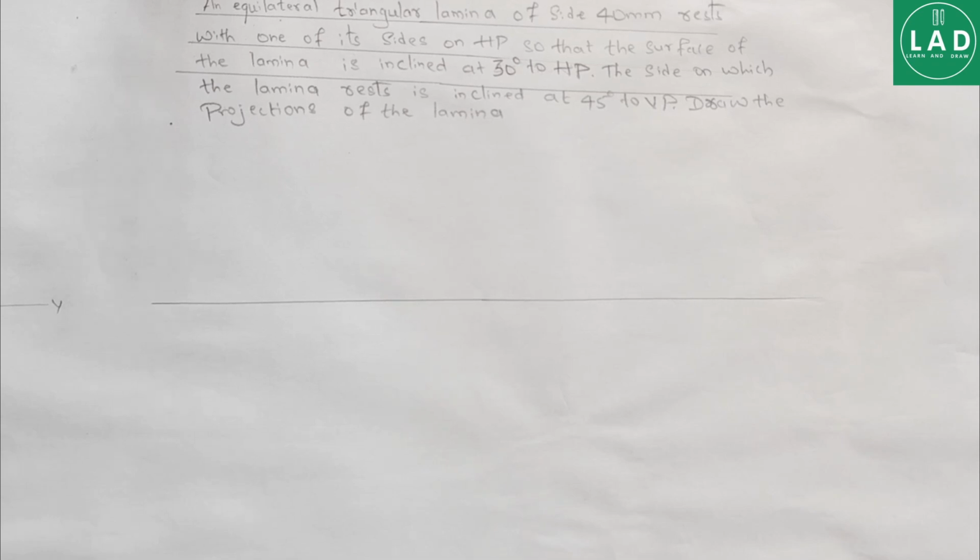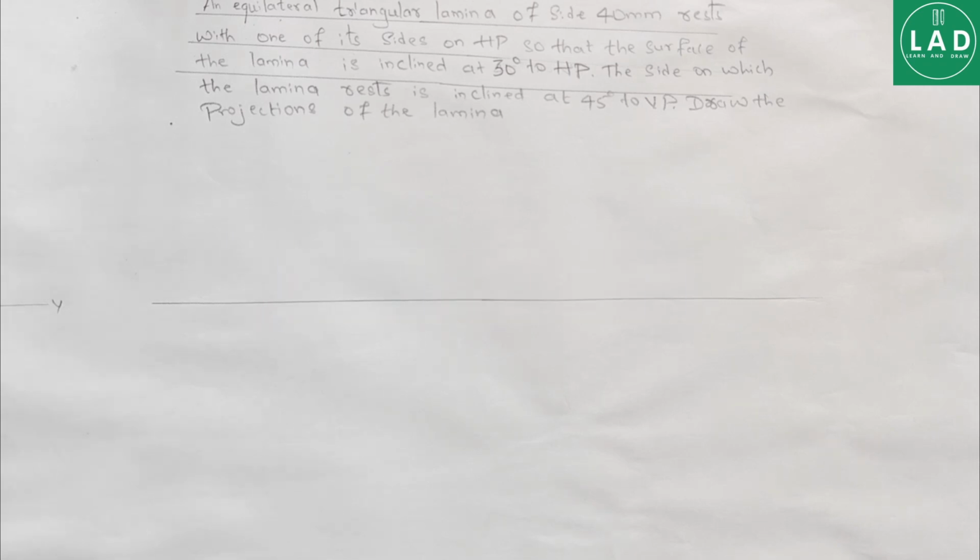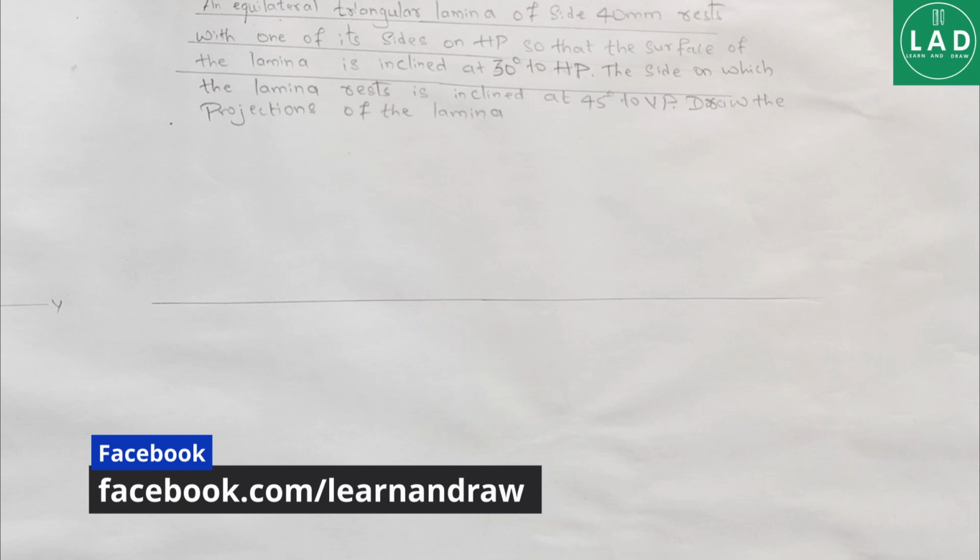Let's see the question. An equilateral triangle lamina of side 40 mm rests with one of its sides on HP so that the surface of the lamina is inclined at 30 degree to HP. The side on which the lamina rests is inclined at 45 degree to VP. Draw the projections of the lamina.